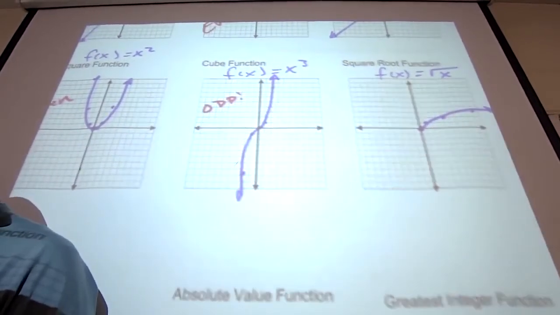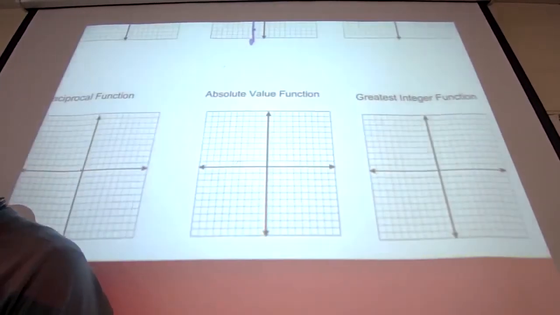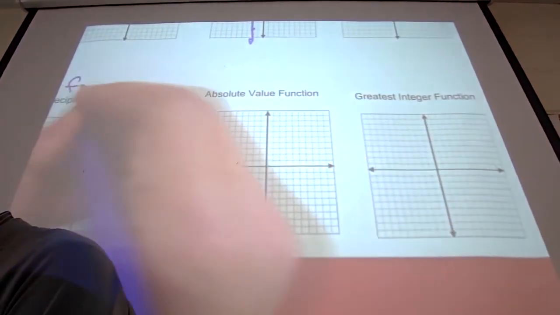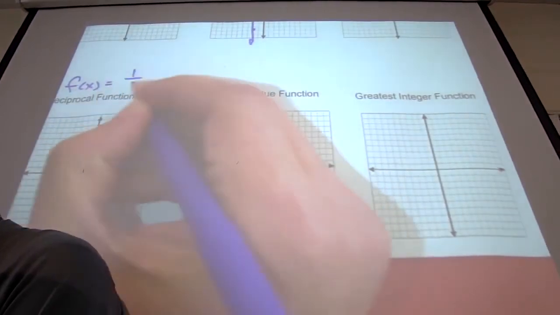So there's our square root function. Working our way down, if you're working on my notes, I've got 3 more for you. The next one I got is the reciprocal function. Reciprocal means flippy flip: take 1 over x and flip it.